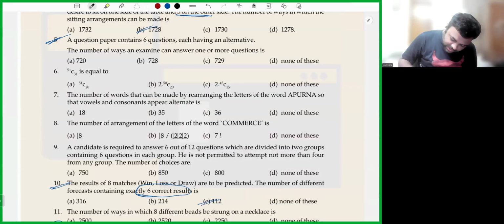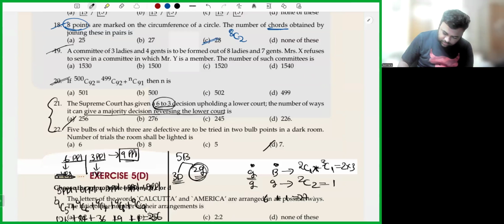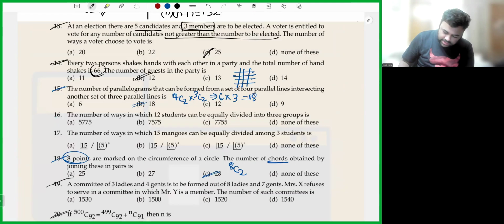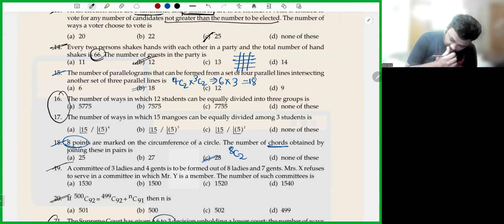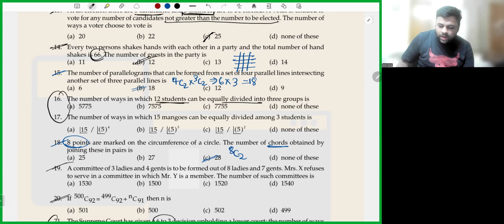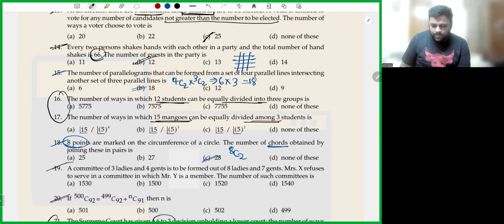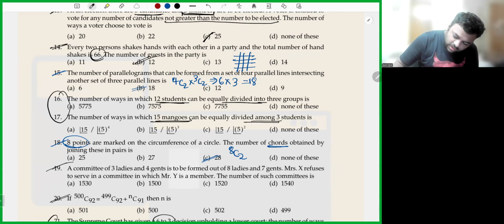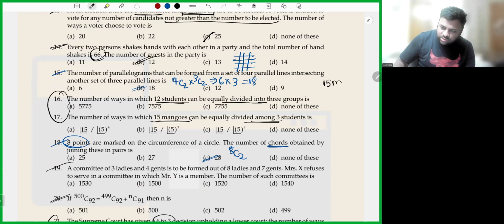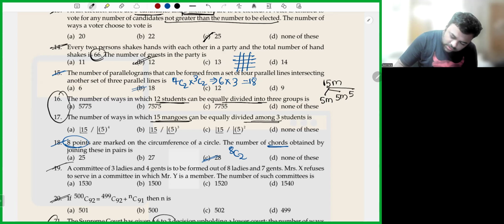Now see these two sums, 16th and 17th. They tell the number of ways in which 12 students can be equally divided into 3 groups, and the number of ways in which 15 mangoes can be equally divided among 3 students. See here, first let's do the 17th one. 15 mangoes are there. You need to equally divide them among 3 students. Means first student will get 5 mangoes, second will get 5 mangoes, and third will get 5 mangoes.